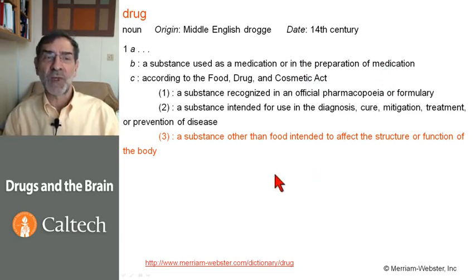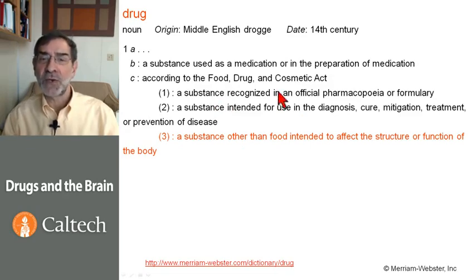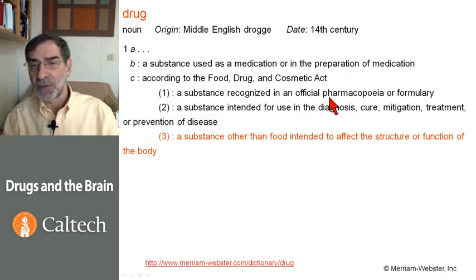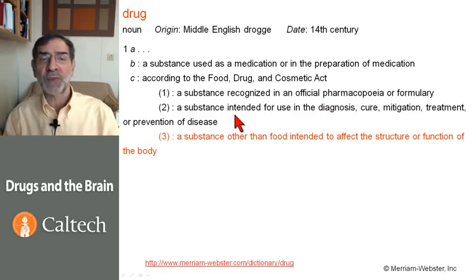About a century ago, Congress passed the Food, Drug, and Cosmetic Act, and in that act, a drug was defined as a substance recognized in an official pharmacopoeia or formulary, and you can go to the FDA's website, fda.gov, to see the FDA's pharmacopoeias. There are several of them. One for humans, one for animals.